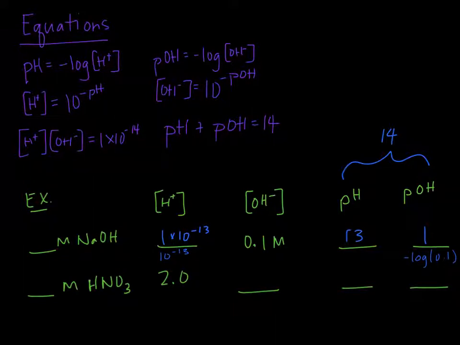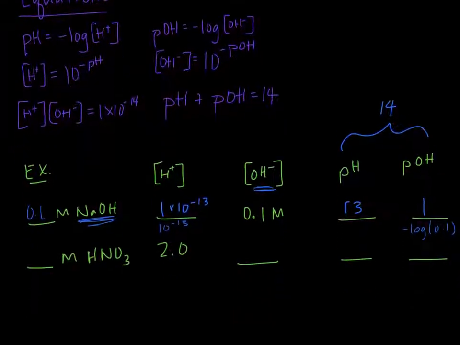All right, and then we're going to find the concentration of sodium hydroxide. And so sodium hydroxide gives you hydroxide. It doesn't give you hydrogen, it gives you hydroxide. And if the sodium hydroxide gives you 1 hydroxide, then that means the concentration of hydroxide has to be equal to the concentration of sodium hydroxide. So this is going to be 0.1. All right, so let's do the next one.